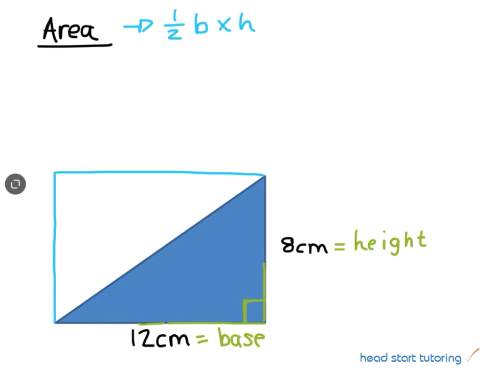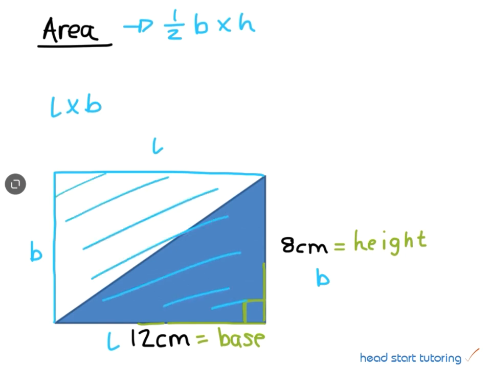So if we remember the formula for the area of a rectangle, that is length times breadth. So as you can see, that would work out quite nicely with our right-angled triangle. We could say length times breadth, and then we would get this entire area. And what we would then do is just divide it by 2, because we know that we have got 2 of these triangles inside our rectangle.